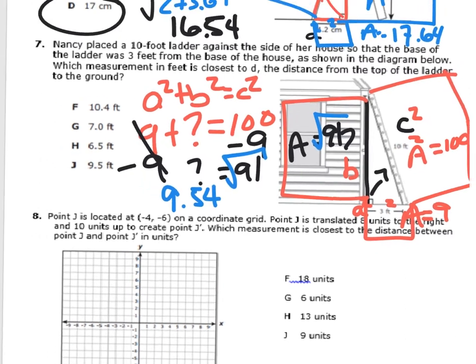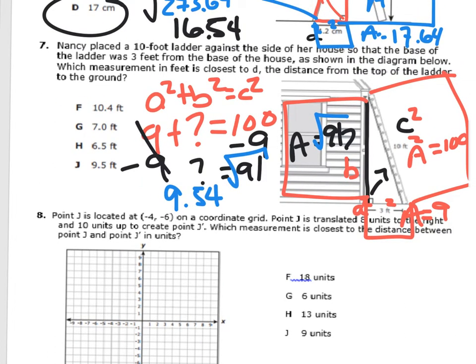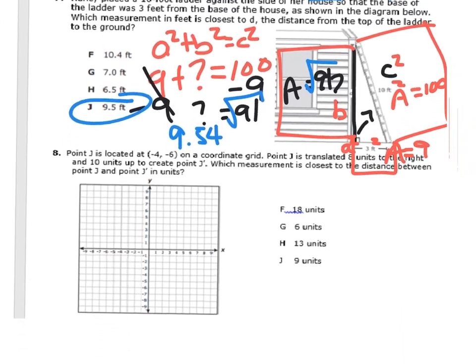And it asks us which is the closest. So that would be J, 9.5.